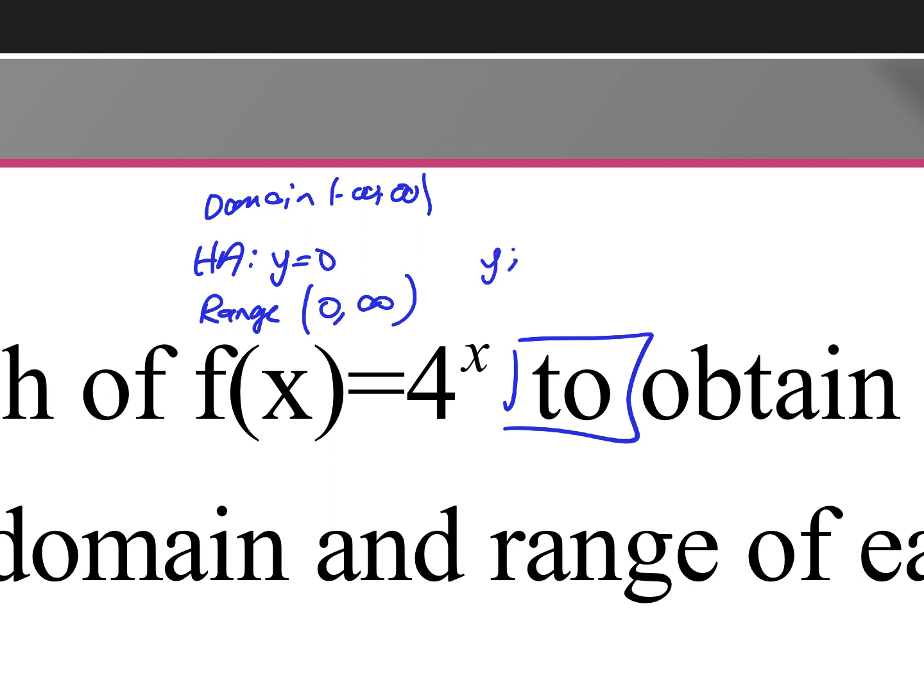And how would I figure out what the y-intercept is? You said it equal to 0. That would give you your x-intercept. How would I find the y-intercept? You plug in 0 for what? For x. If I plug in 0 right here, what's my y-intercept? 1. So your y-intercept would be at (0, 1). We figured all that out, guys, just by looking.